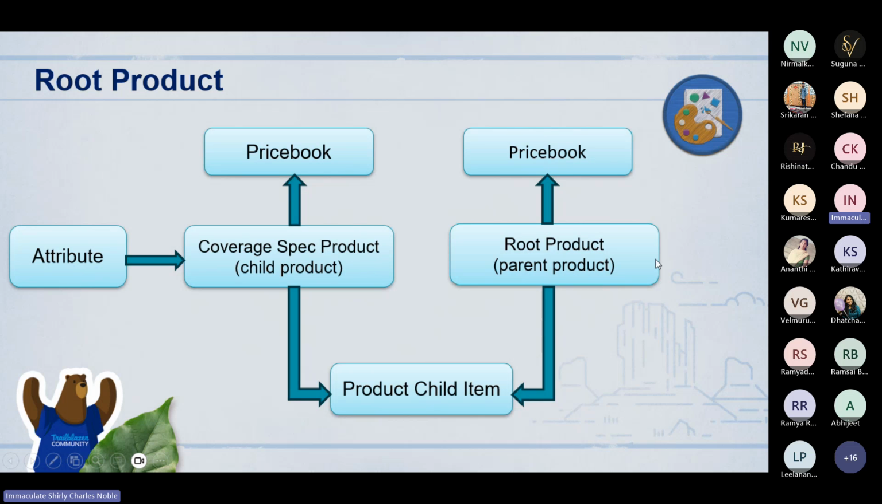So every product should have their own price book. So we are going to link the root product with the price book and the coverage specification product with the price book. And at last, we are going to create the product child item, which is nothing but a junction object to relate our parent product and our child product.